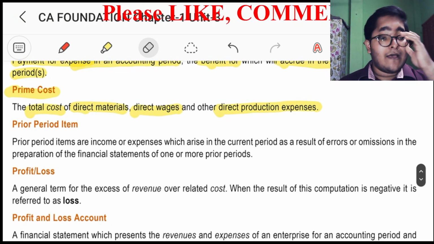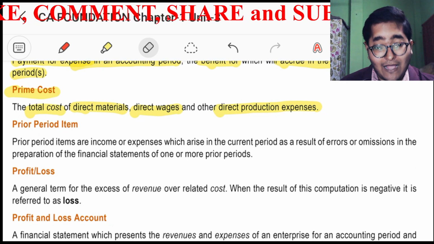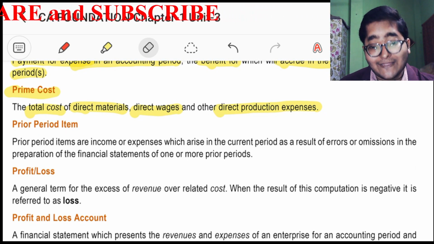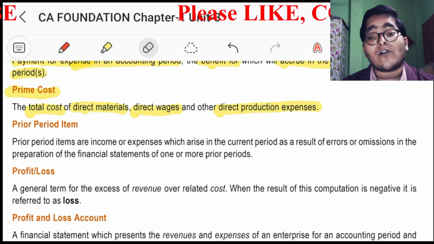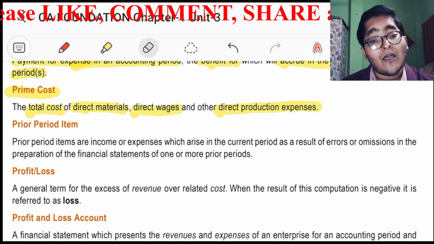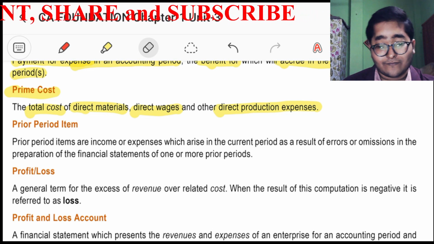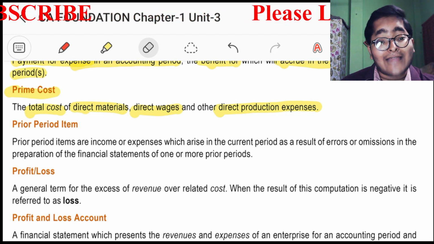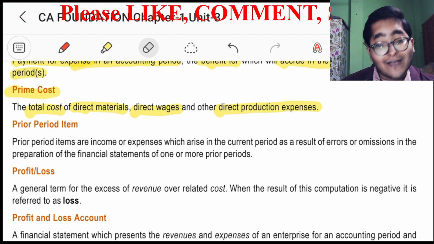So yes, prior period item. Prior period items are income or expenses which arise in the current period as a result of errors or omissions in the preparation of financial statements of one or more prior periods. Prior period items are those incomes or expenses which arise in the current period.